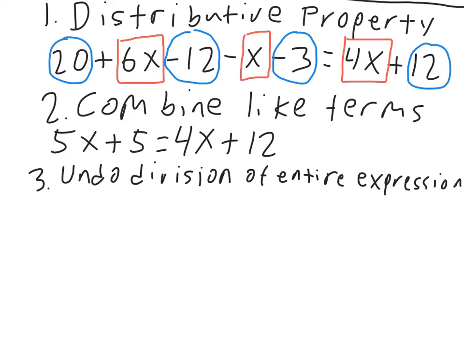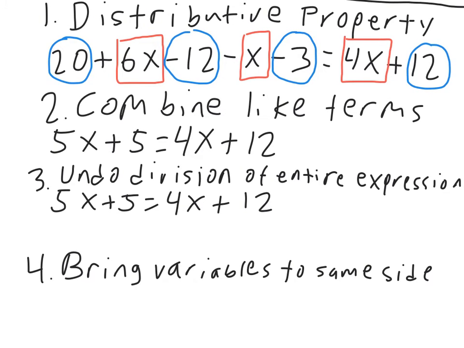Next we have undo division of entire expression. Well, you'll notice here there's no division going on. So that step we can skip. There's nothing happening there, so we can just skip that step. So 5x plus 5 equals 4x plus 12 stays exactly the way it was. Step 4 is to bring variables to the same side.